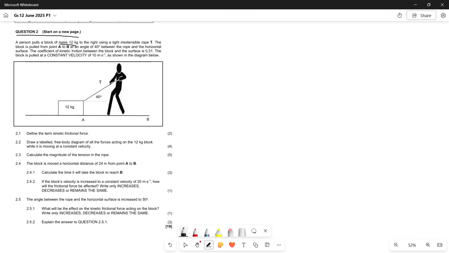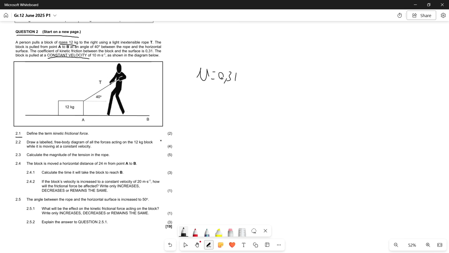The coefficient of kinetic friction between the block and the surface is 0.31. That is good for us. The block is pulled at a constant velocity. Okay, they are shouting at us. That is important to note, which means there is no acceleration in this system. Okay, of 10 meters per second to the negative 1 as shown in the diagram below. So here is the guy, here is the block, there's the mass, we are good to go.